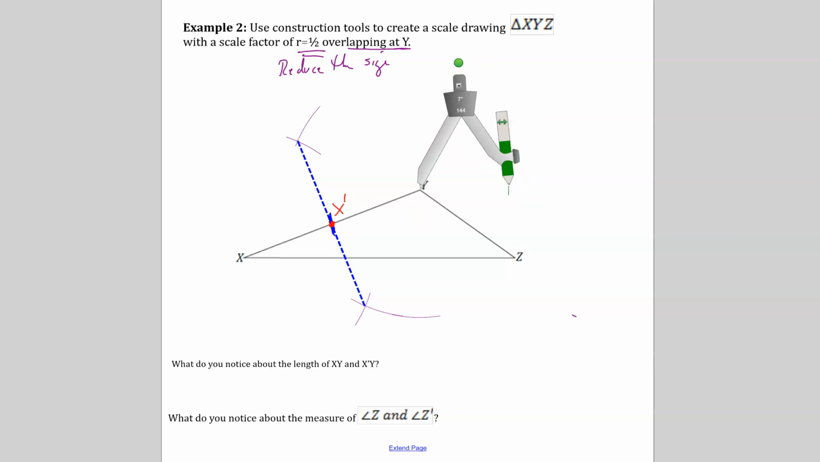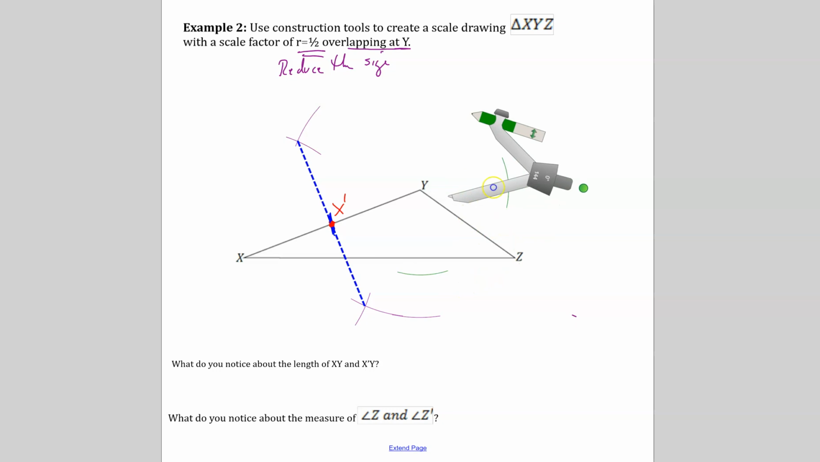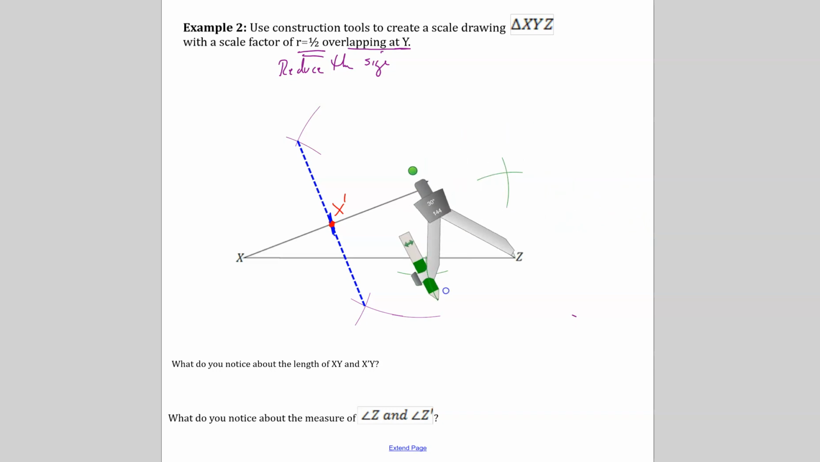Again, we're going to make an arc above the line segment. We're going to make an arc below the line segment. Then we're going to flip it, do the same thing from Z. Again, put your pointer on there as accurately as you possibly can. Make an arc above so they intersect. Make an arc below so they intersect.